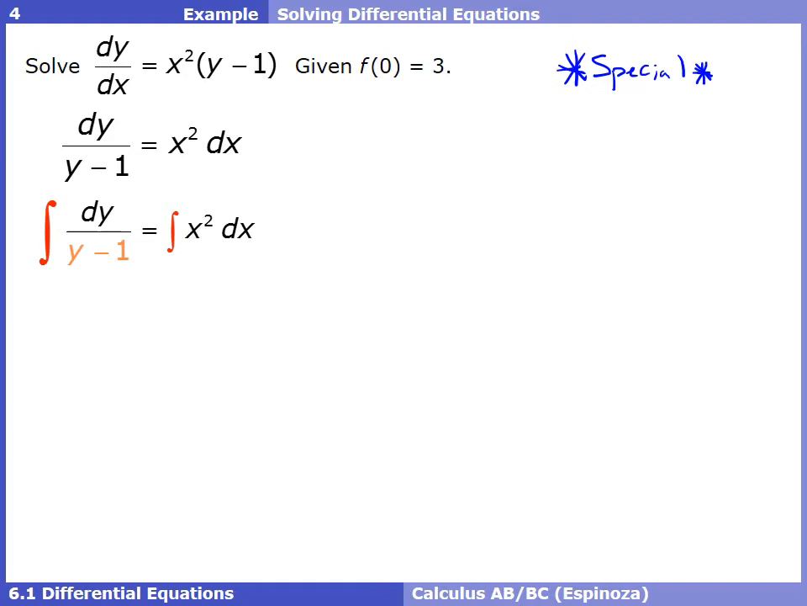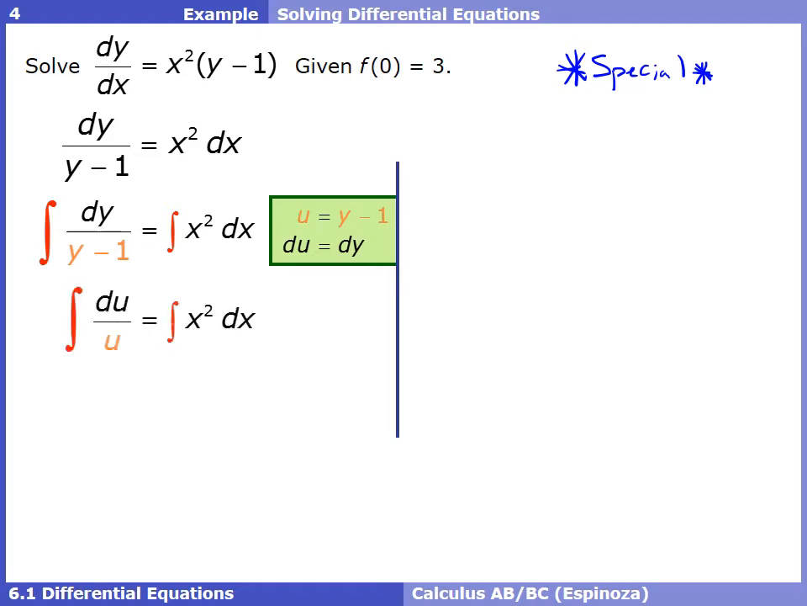Well, like we saw in that last example, let's at least attempt to call the bottom u and see if it works. If it works, great. If it doesn't, we'll have to adjust. So let's call the bottom u. u is equal to y minus 1, so du is equal to dy, which is great. We didn't end up with any extra y's or stuff that we don't see over in our integral, so we can definitely make this u substitution. dy becomes du, and of course the bottom we called u.